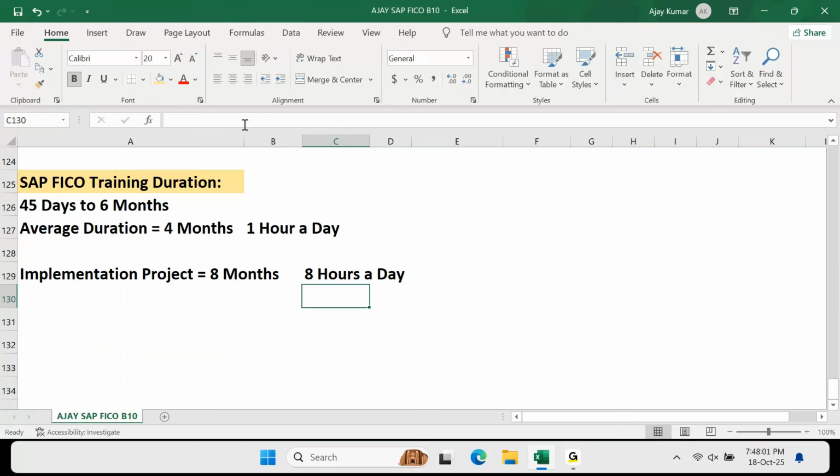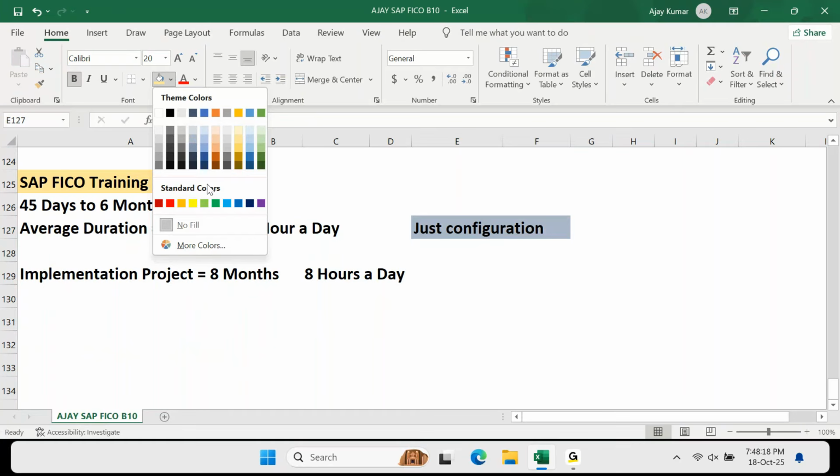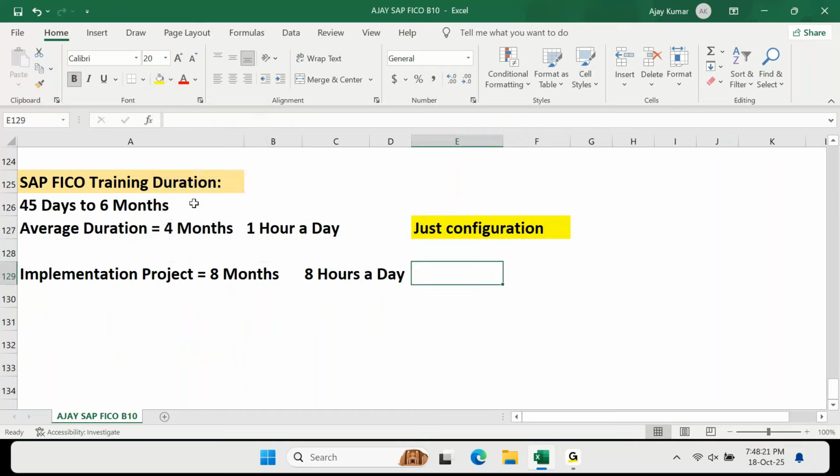Now, this is where you can practically relate what we are missing here. Yes or no? Because here it is just configuration. Agree or not? Here, this is not just configuration. Is the difference clear? Yes, sir.